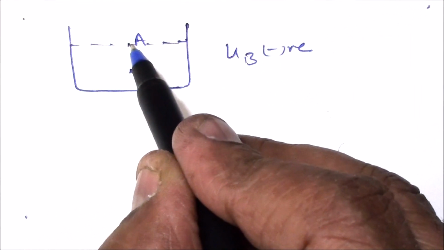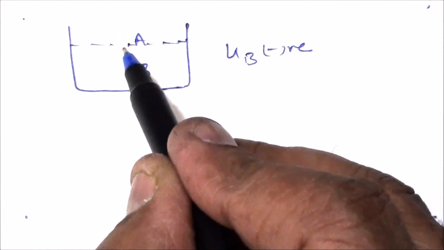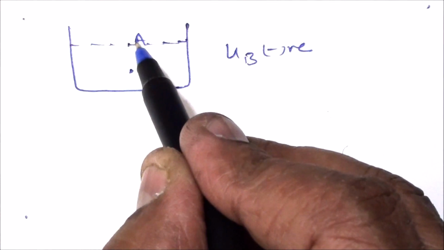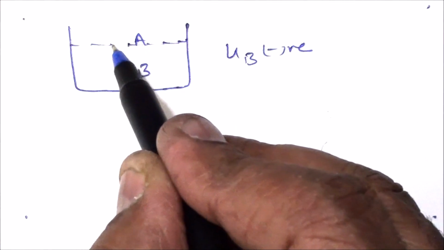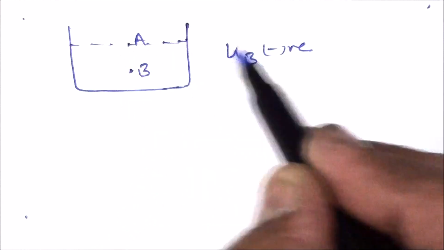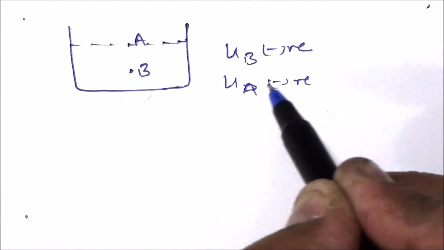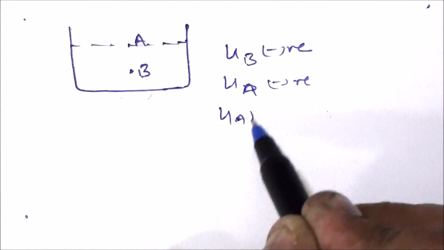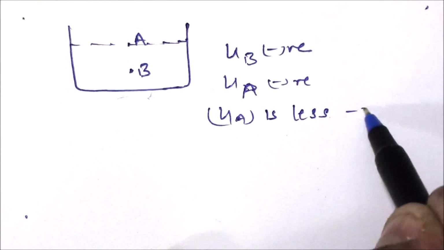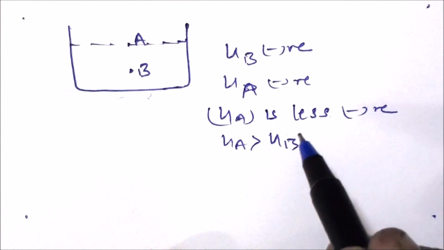For the molecule on the top surface, from one half it is surrounded by the molecules of the air, but on the other half it is surrounded by liquid molecules. So the potential energy of this is also negative, but because of fewer pairs of molecules, UA is less negative. Less negative means UA is more than UB.